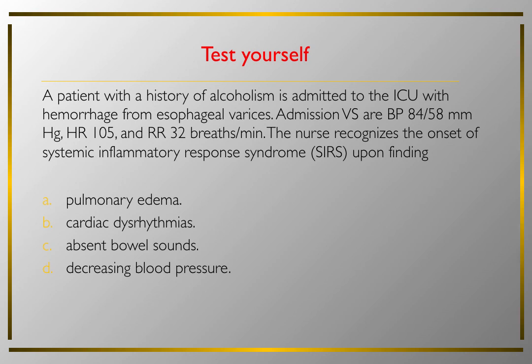So we're talking about SIRS. So the answer is actually A. The respiratory system is often the first system to show signs of dysfunction, as I mentioned in this lecture. In SIRS, increasing capillary permeability facilitates movement of fluid from the pulmonary vasculature into pulmonary interstitial spaces. The fluid then moves to the alveoli, causing alveolar edema and pulmonary edema.